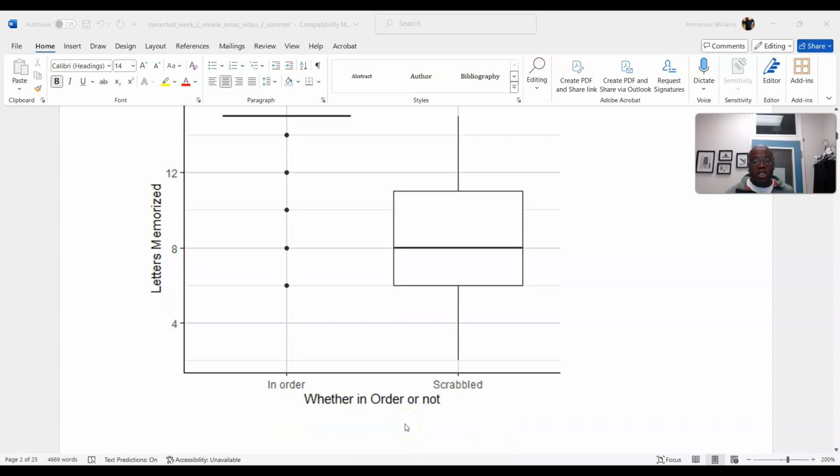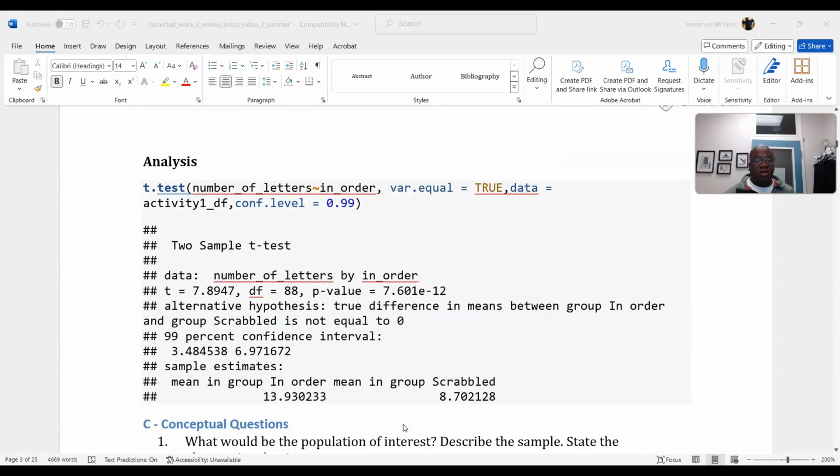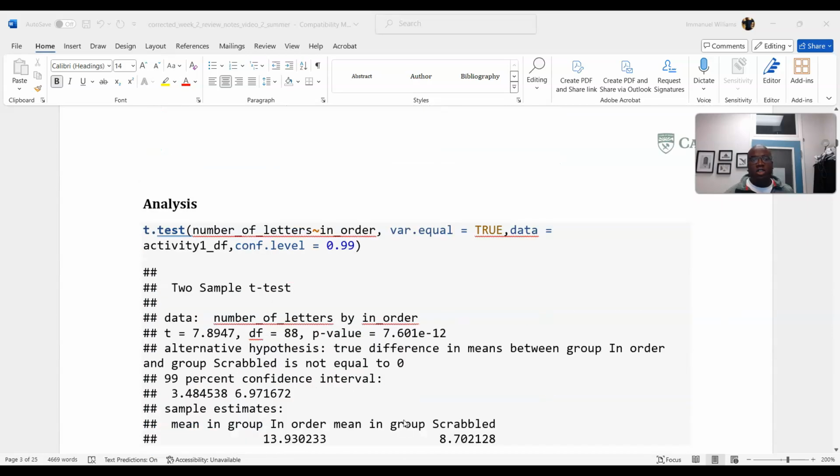Last but not least, this is our analysis. This is where we would implement a two independent population means test. This is going to be our test statistic. This is going to be our degrees of freedom. And this is going to be the corresponding p-value. So with that being said, we can now answer some conceptual questions. Why don't you all pause the video again and take some time to answer these questions.